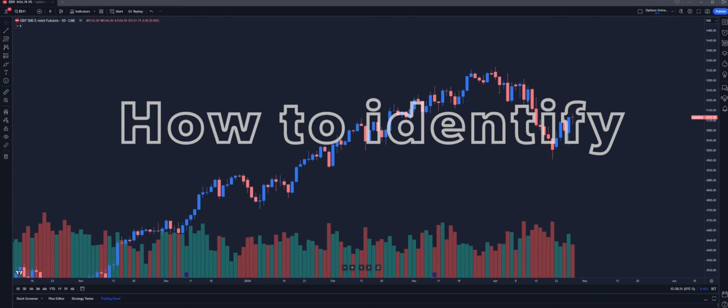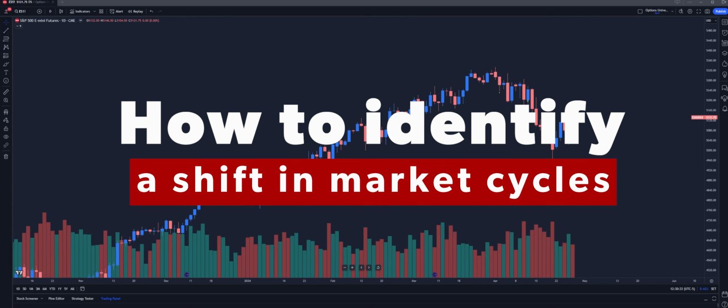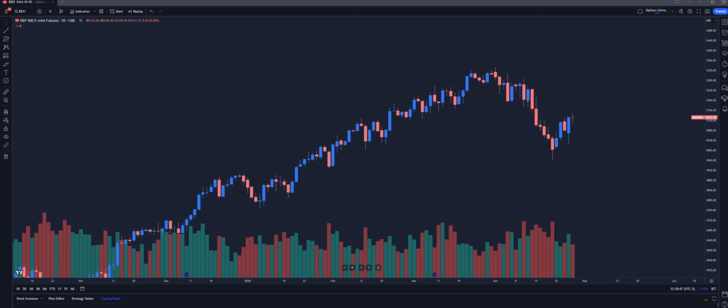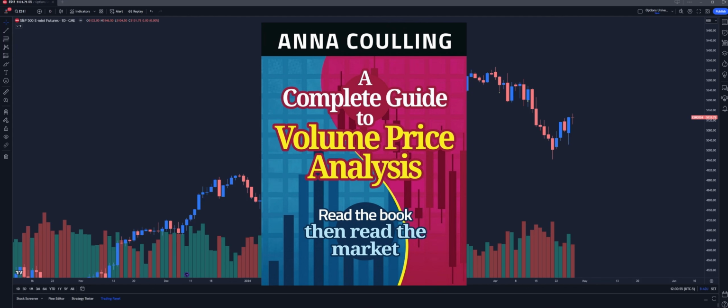Today, we're going to be going over how to identify changing market cycles. As you may or may not know, I am a VPA trader, which means volume price analysis. Most of my thesis is heavily dependent on a woman named Anna Coling, who has written this book, The Complete Guide to Volume Price Analysis. And I'll be referencing this book frequently throughout this video.